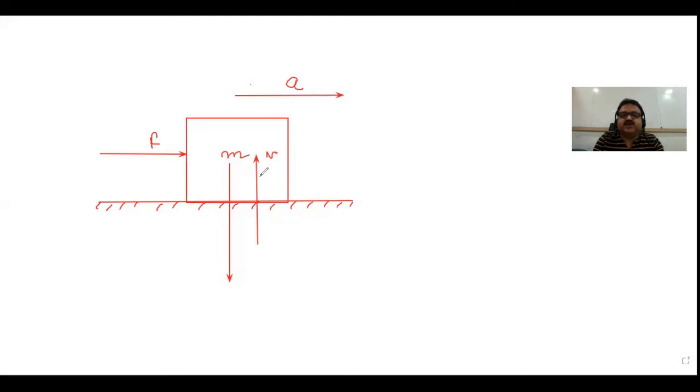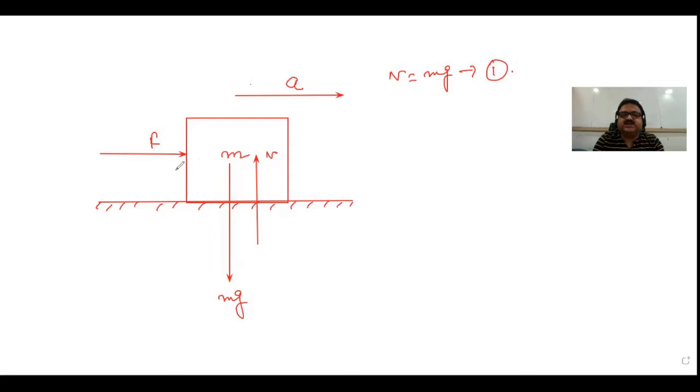Since this body is not moving upward or downward, it has no motion along the y-axis, so we can write that the upward force should be equal to the downward force. Because of the mass m of the body, the force of gravity acting downward is mg. Since there is no motion along the y-axis, the upward and downward forces must be equal, and N must be equal to mg.